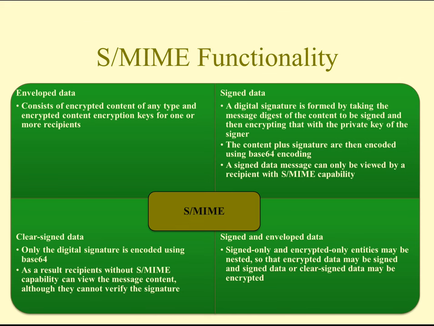So now, moving to S-MIME, what is the added functionality that we have with S-MIME? So we have enveloped data, consists of encrypted content of any type and encrypted content encryption keys for one or more recipients. So what we're able to do with S-MIME now is that we're extending the capabilities of MIME. MIME allowed us to start adding some more data into our email so that it wasn't just text-based. However, S-MIME now allows us to start securing this.